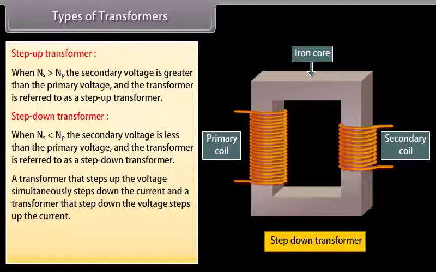A transformer that steps up the voltage simultaneously steps down the current, and a transformer that steps down the voltage steps up the current. IS by IP is equal to VP by VS, which is equal to NP by NS.